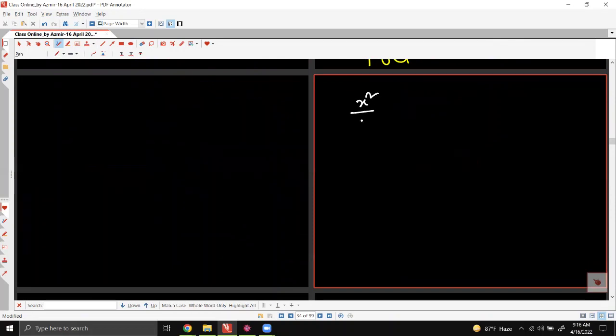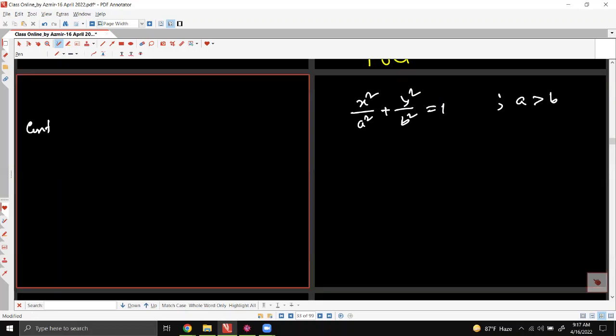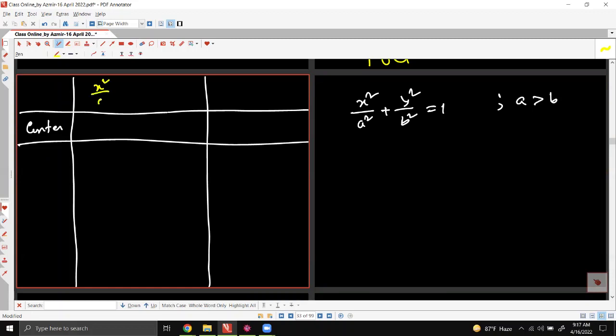So we have, let's say, x squared over a squared plus y squared over b squared equals 1. Here a is greater than b. So at first, the center. For this ellipse, the center is (0, 0).